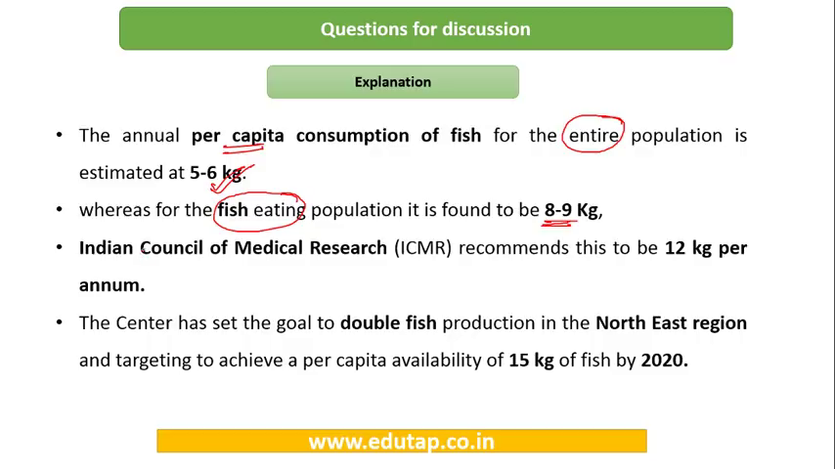Now ICMR recommends that it should be 12 kg per annum, per person. So there is a target set by the center to double the fish production in the northeast region, and thereby to achieve a per capita availability of 15 kg of fish by 2020. So you can see we have really ambitious targets, and it is actually possible.